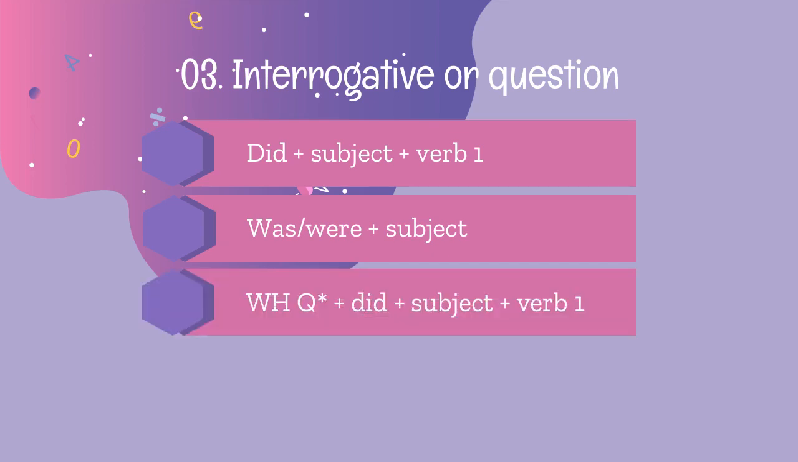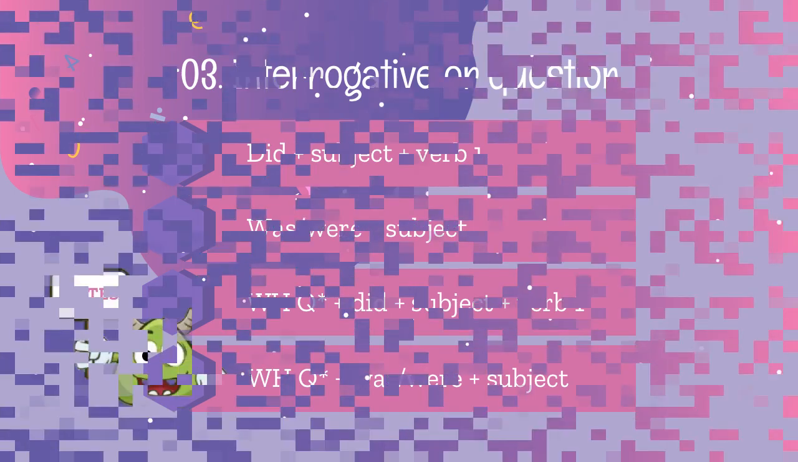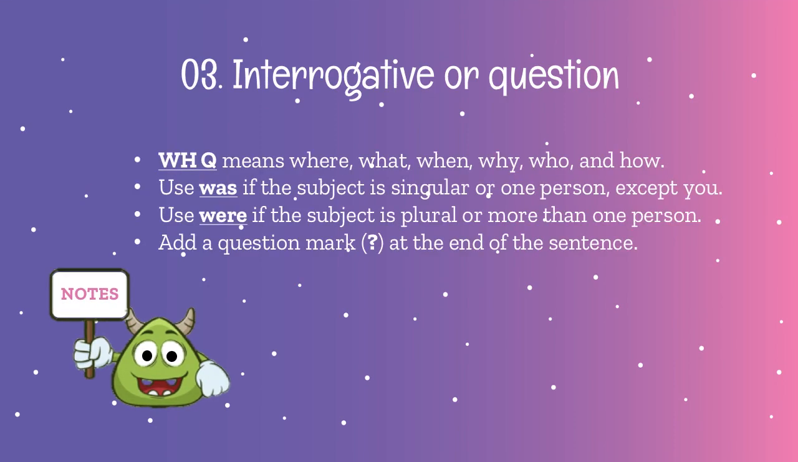And then WH question. If you start with a WH question and use did, then subject, verb 1. Well, if you use a WH question plus was or were, then plus subject. Let's dig more into this. There are some notes here that you need to read. Remember, WH questions means where, what, when, why, who, and how.